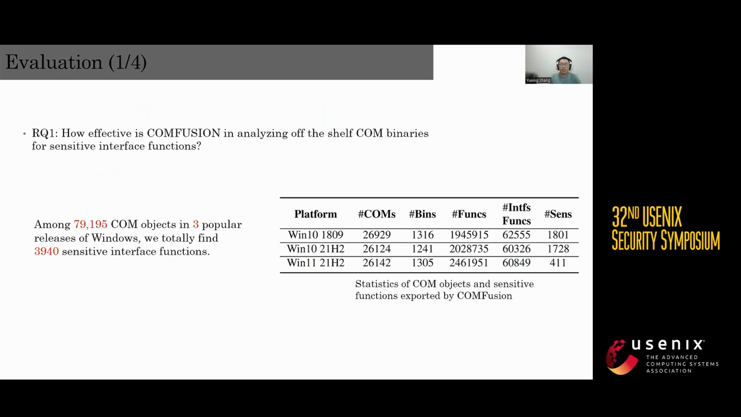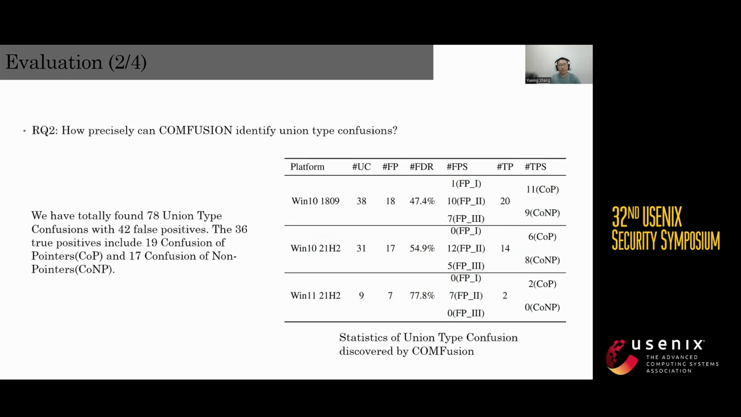Now, let's move on to evaluating ConfusionHunter. The first question is, how effective is it in analyzing COM binaries for sensitive interface functions? As the table indicates, we examined more than 79,000 COM objects across 3 popular Windows releases. Through this process, we identified a total of 3,940 sensitive interface functions.